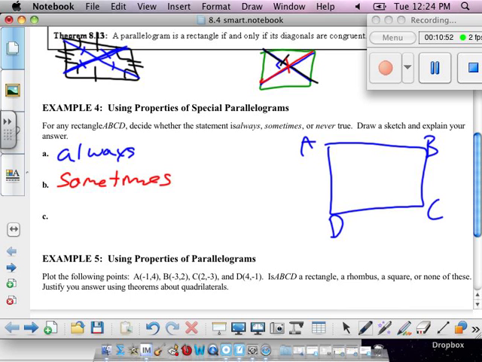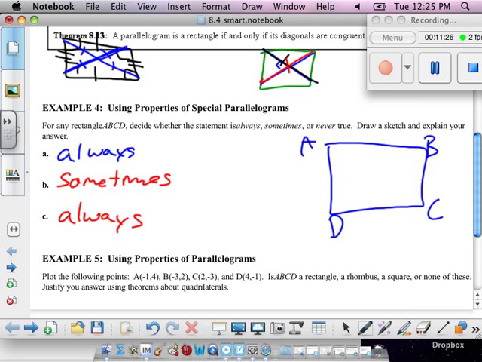AC and BD. I'm sorry, I'm teaching up here, not back there. AC and BD. Are they always congruent, sometimes congruent, or never congruent? They are always congruent because your diagonals are always congruent for a rectangle. 100% of the time. Okay, let's go down to example 5.